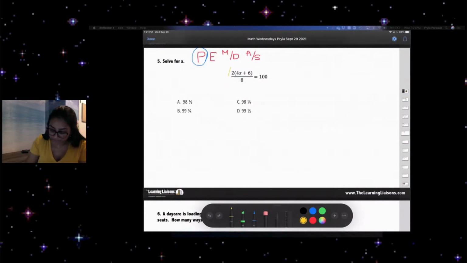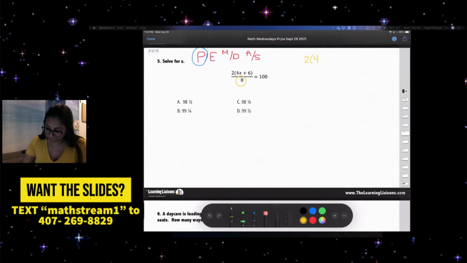So how do I get rid or move that lovely 8 that's there? Well, I know that the 8 is being divided by everything that's in the numerator. So 8 is our denominator, 2 times the quantity of 4x plus 6 is our numerator. Well, I need to get rid or move that 8. Well, I have to do the opposite operation because that's what math always tells us to do. So let's start off there. I'm going to rewrite it off to the side, and let's do it together. All right, so remember, I said I need to move the denominator, so I need to do the opposite operation and move it to the next side.